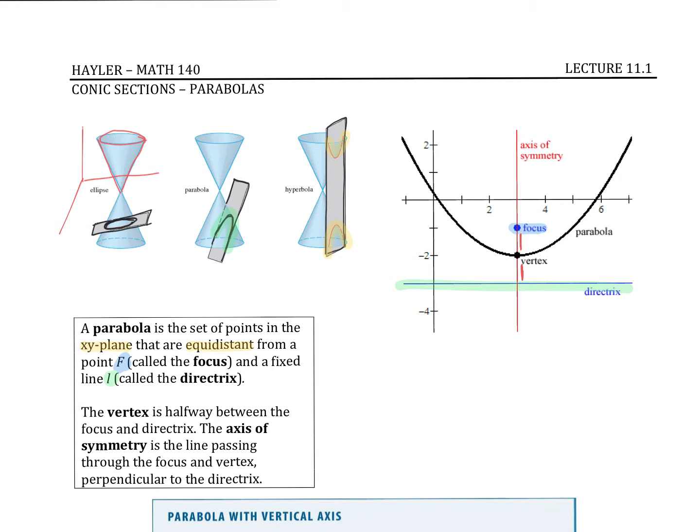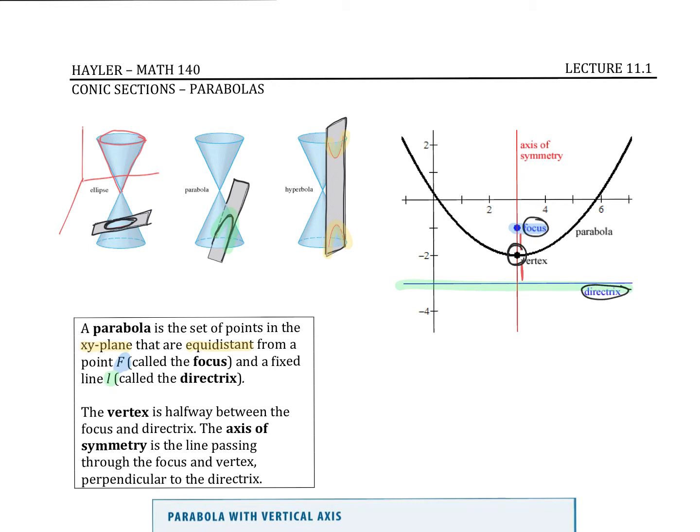What else do we know? Well, the vertex is halfway between the focus and the directrix. More than likely you recall hearing the vertex in Math 135 or Math 103. That is a known term. Focus and directrix are new, but vertex we have seen before. It is the point in the very middle, either the minimum or maximum of a parabola. So the vertex is exactly halfway in between the focus and the directrix.